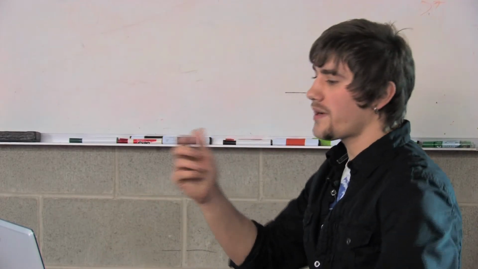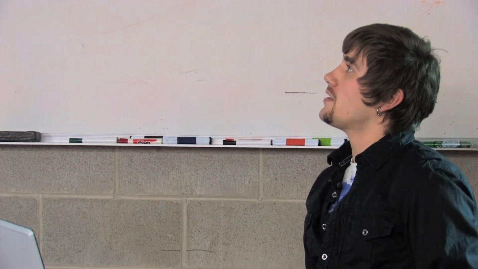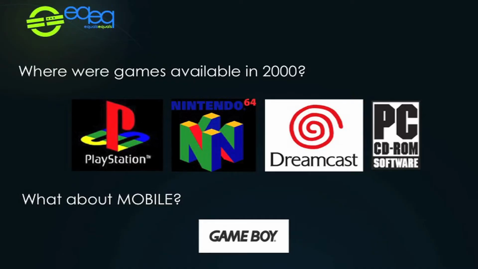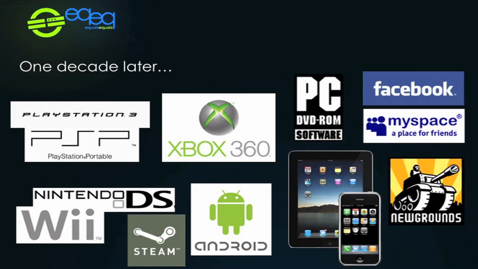So where were games available in 2000? Well, they were on your PlayStation, your Nintendo 64, your Dreamcast, computer. And for mobile, you could play your Game Boy. That was basically it. Ten years later, a lot more places.